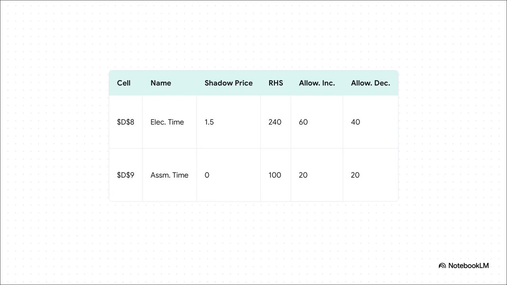You get your range of feasibility by just applying those allowable limits to the right-hand side constraint value. 240 plus 60 gives us an upper limit of 300. 240 minus 40 gives us a lower limit of 200. And as long as our hours stay anywhere between 200 and 300, that $1.5 shadow price is perfectly valid.